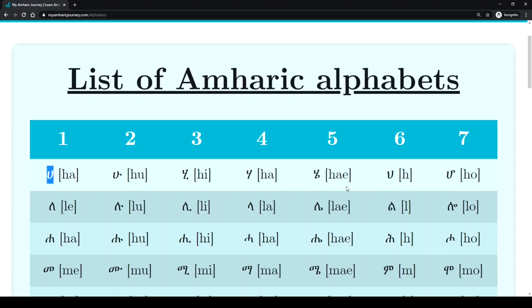The fifth one is He. The sixth is Ho. So now that we have seen how to pronounce them, let's go and see how to write them, and we will also give examples for each alphabet.